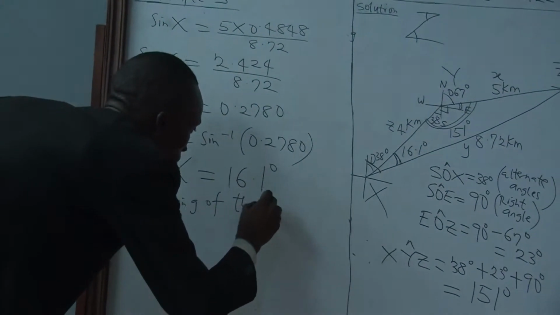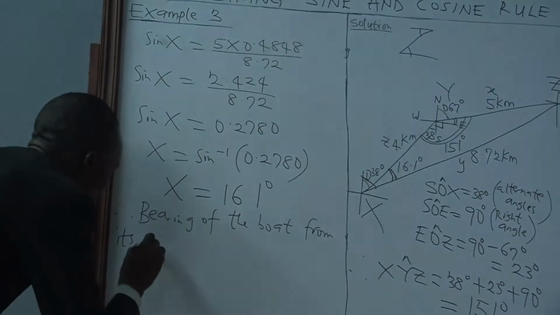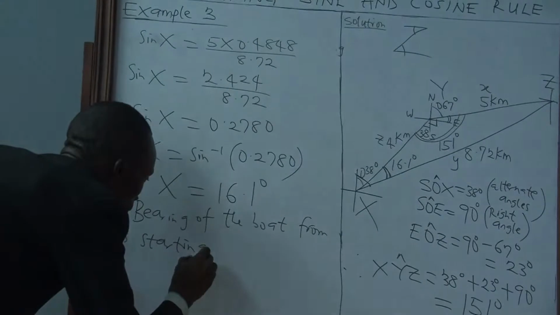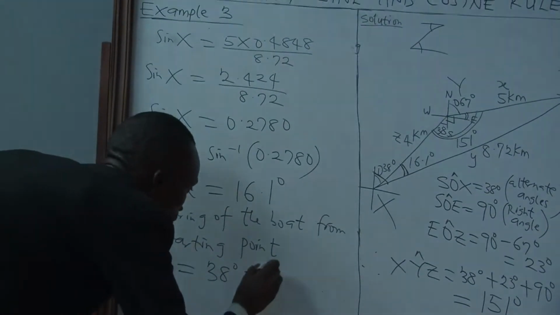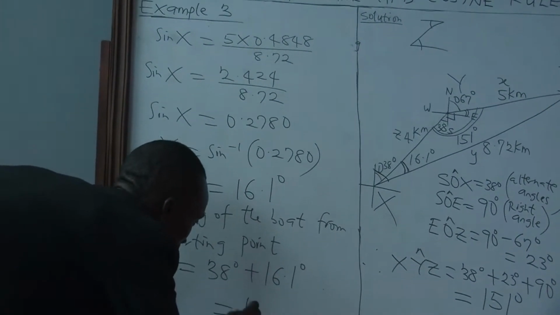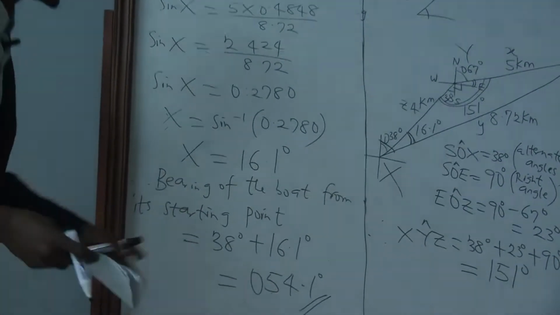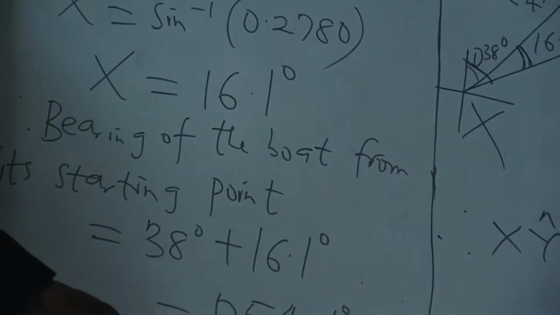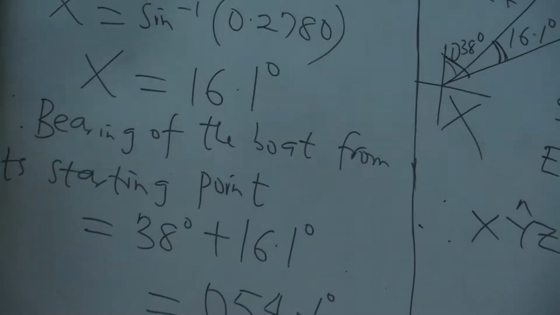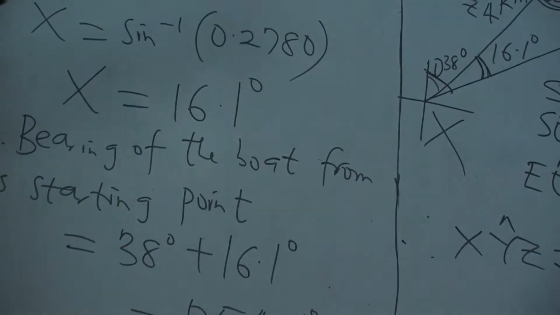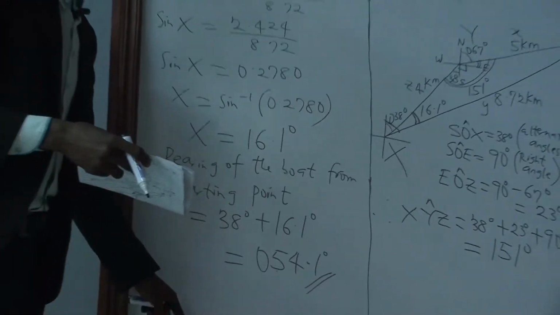So therefore, the bearing of the boat from its starting point will be 38 degrees plus 16.1 degrees, which is 054.1 degrees. The 0 in front of 54 is telling us that the bearing is taken from the North Pole clockwise, and that is the surveyor's bearing. And with this, we have obtained the distance of the boat from the starting point, and we have also obtained the bearing of the boat from its starting point.